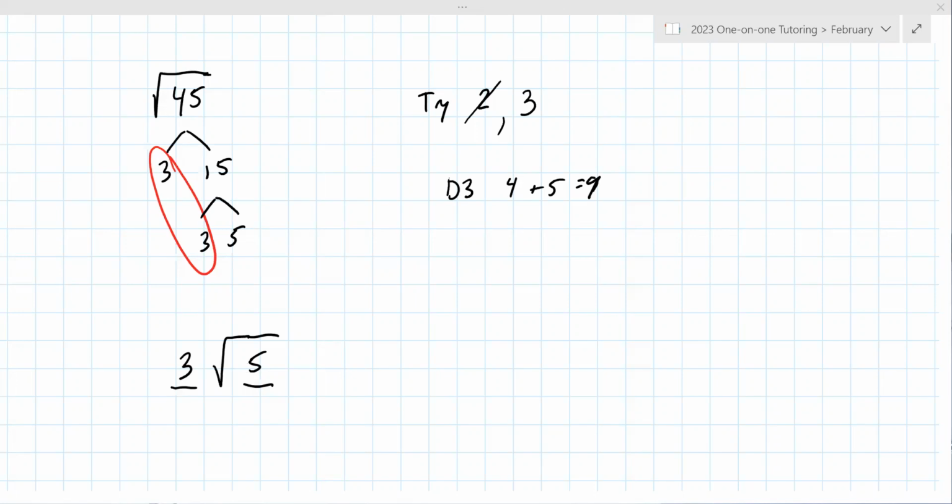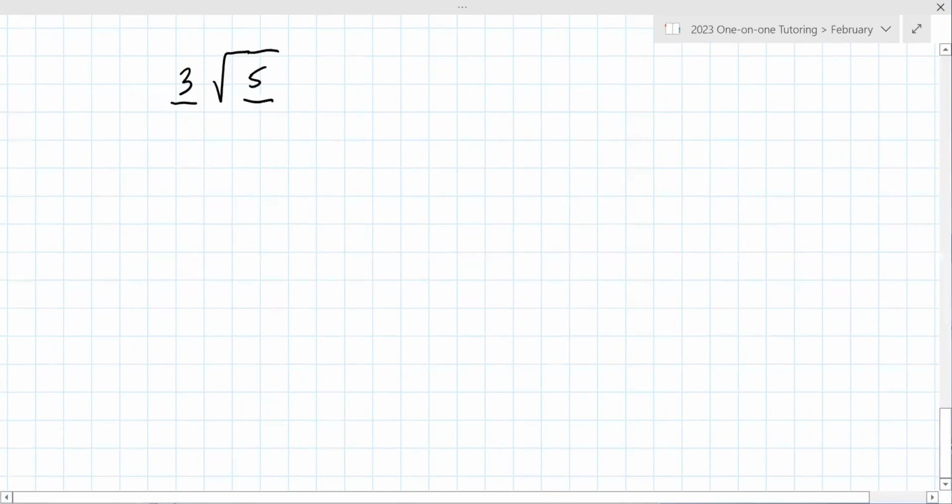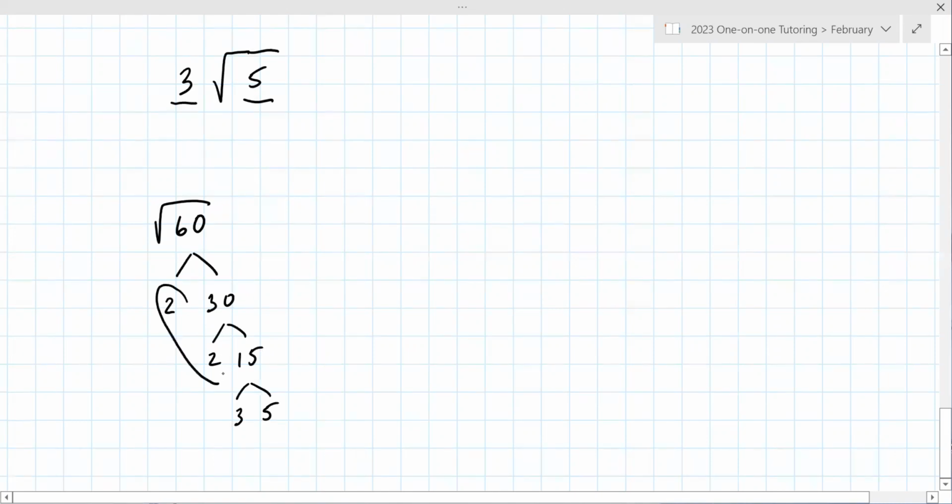Now, let's look at another problem. Let me go into one of my worksheets to find a good one for you here. So let's look at the square root of 60. 2 and 30, 2 and 15, 3 and 5. There's just a pair of 2s. So it'd be 2 on the outside and then 3 times 5 on the inside. So you don't leave it like that, though. You leave it as 2 square root 15 as your final answer.